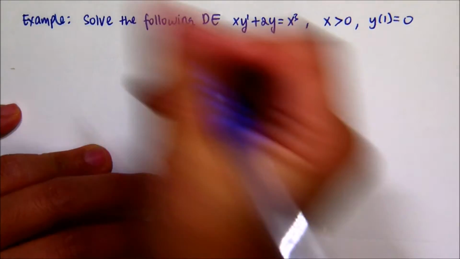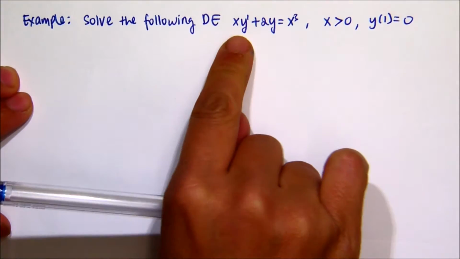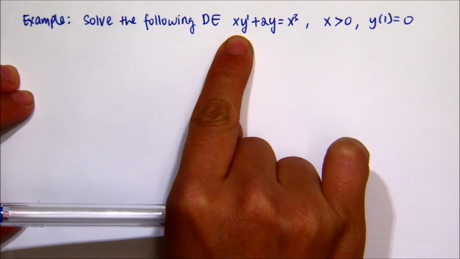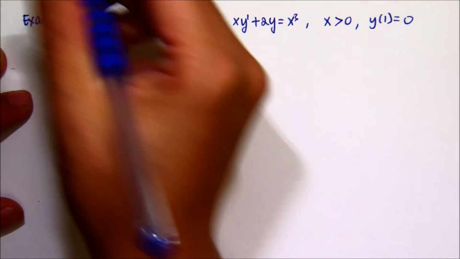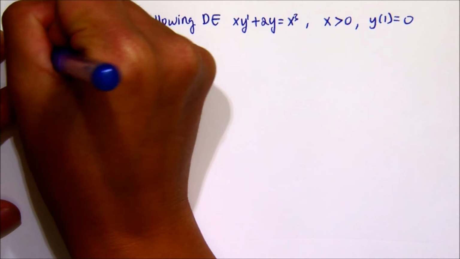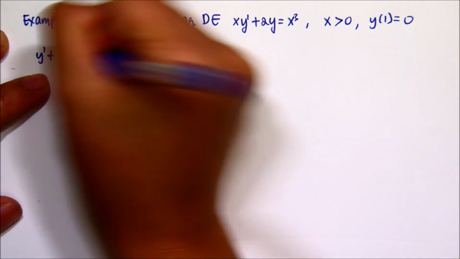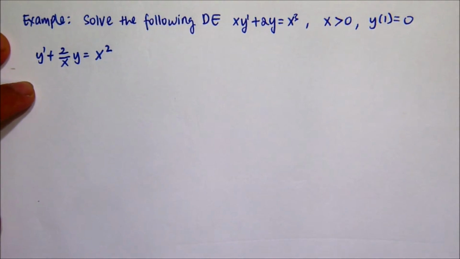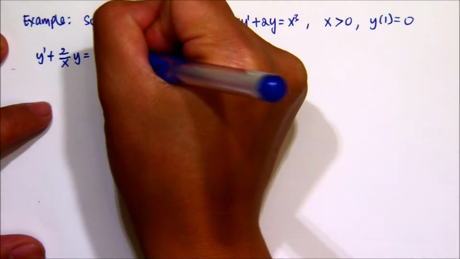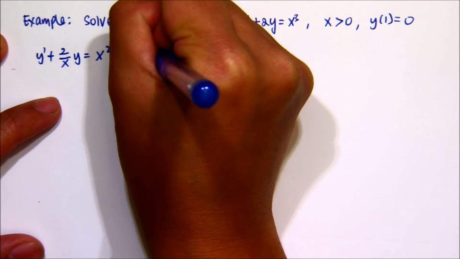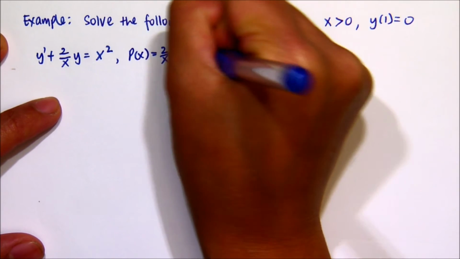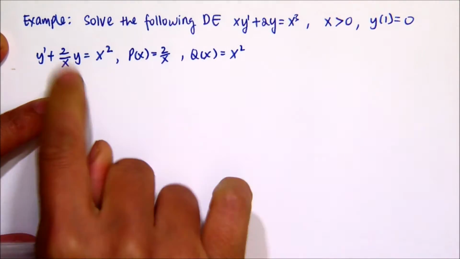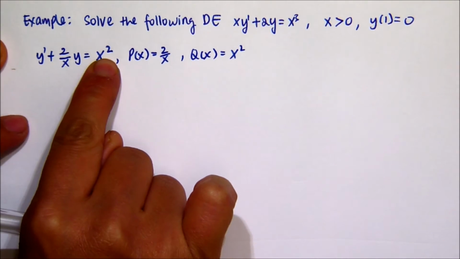So for step 1, you must make sure that the coefficient of y prime here is equals to 1, and therefore this is what you have right here. Step 1 done. And the next thing, from here you can identify what is your p(x) and what is your q(x). Because this is p(x)y, this is your q(x) right here.